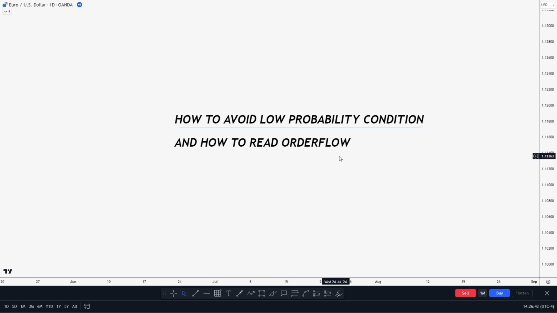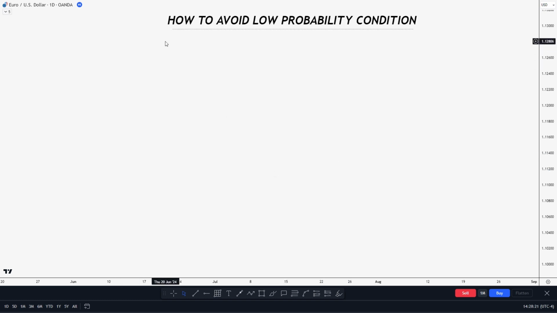So many people ask me in Discord how to know in which order flow we are. Are we in bullish order flow or are we in bearish order flow? So that's what we're going to cover in this video. Let's first discuss how to avoid low probability conditions.